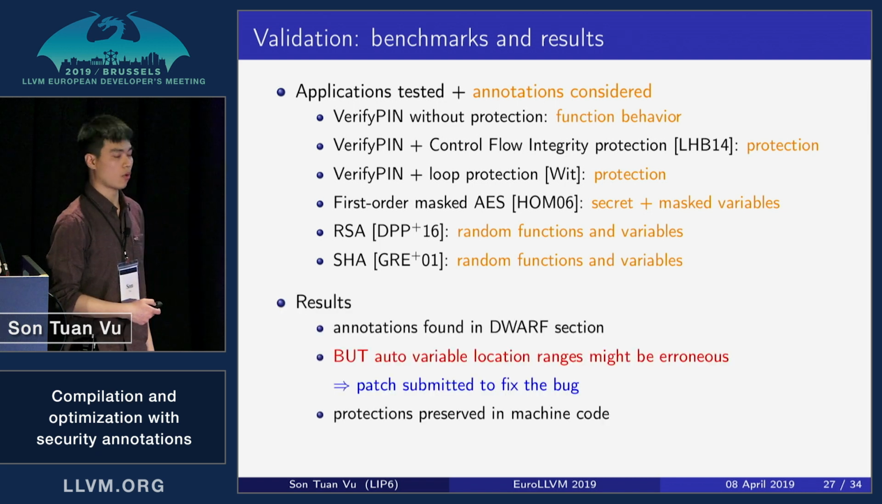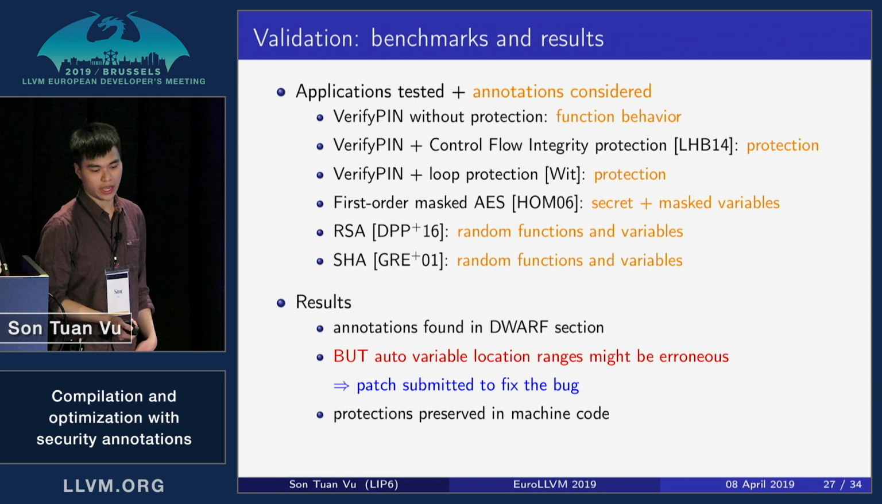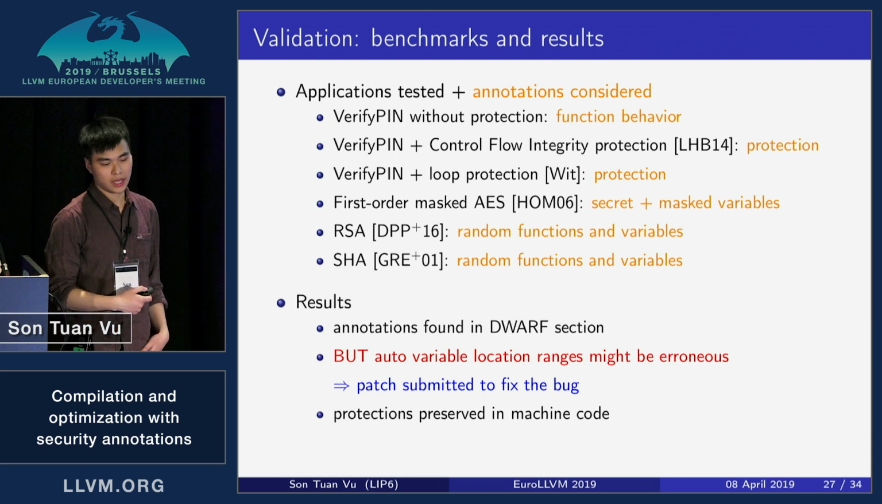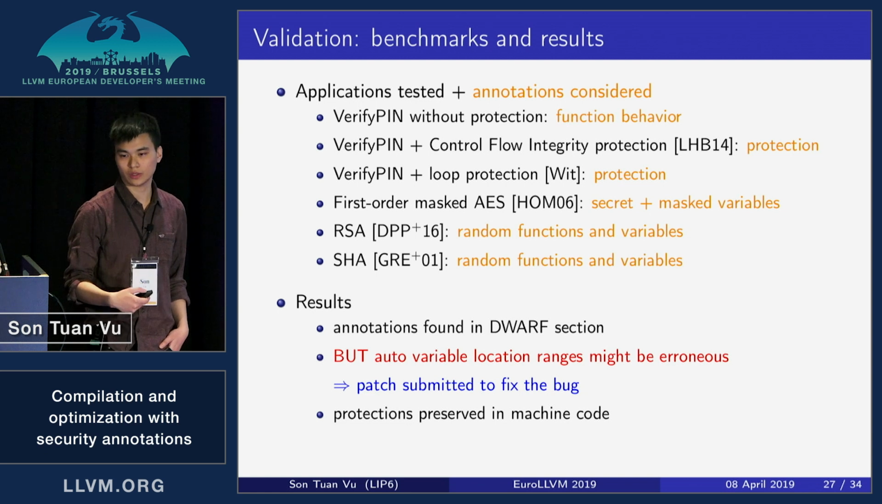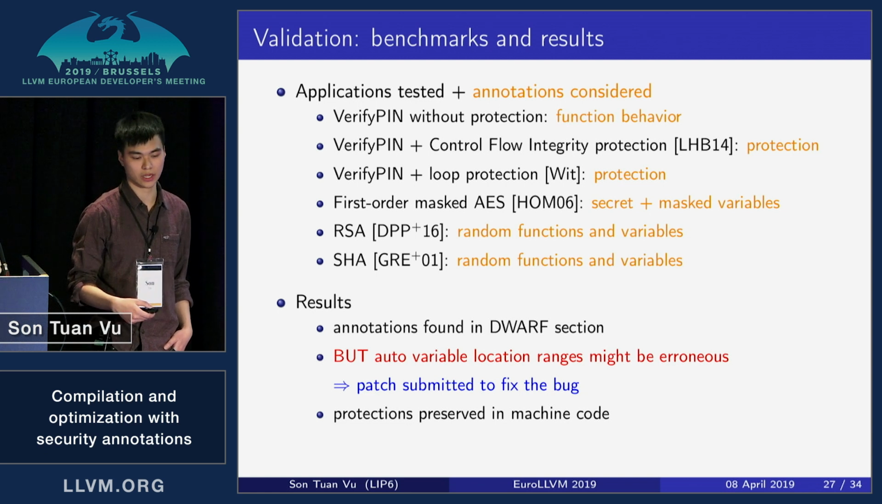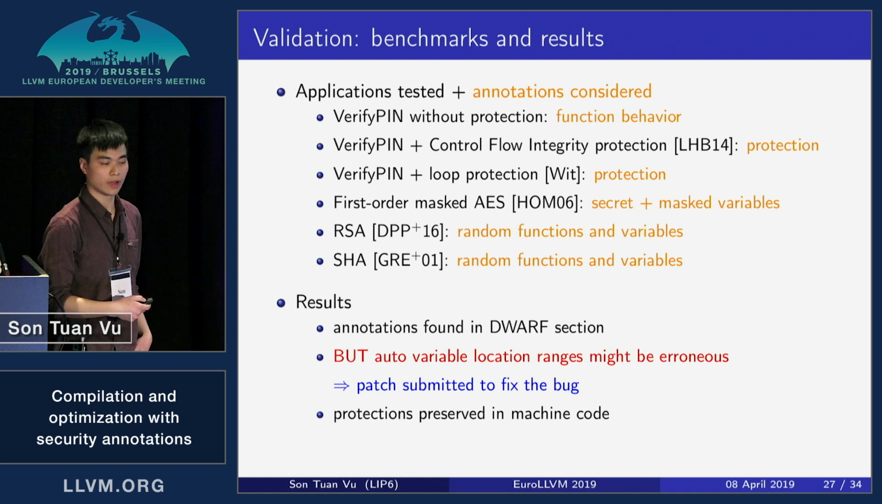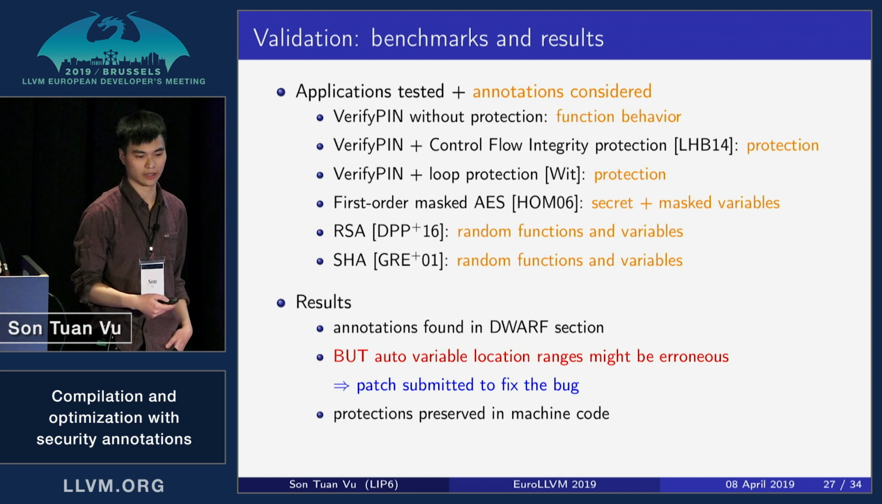And the results are quite positive. We have found the annotations in the DWARF section. At first, some auto variable location range was incorrect, but I submitted a patch to fix the bug. And we also find our protections in the machine code, and we are pretty happy about it.